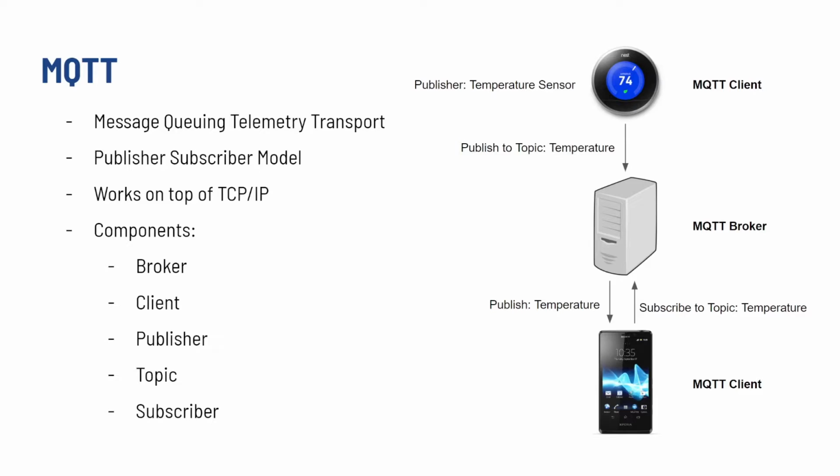An IoT device, like the thermostat in our example, is a publisher. It publishes temperature information. The MQTT broker serves as the middleman between clients and takes the temperature messages from the thermostat and puts them under a topic called temperature. Now a subscriber can subscribe to that topic of temperature, and whenever the thermostat uploads an update on the temperature situation, the subscriber gets notified.